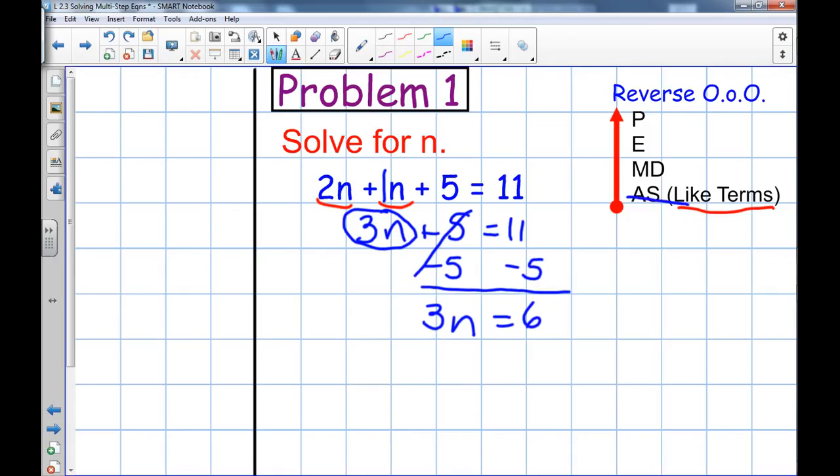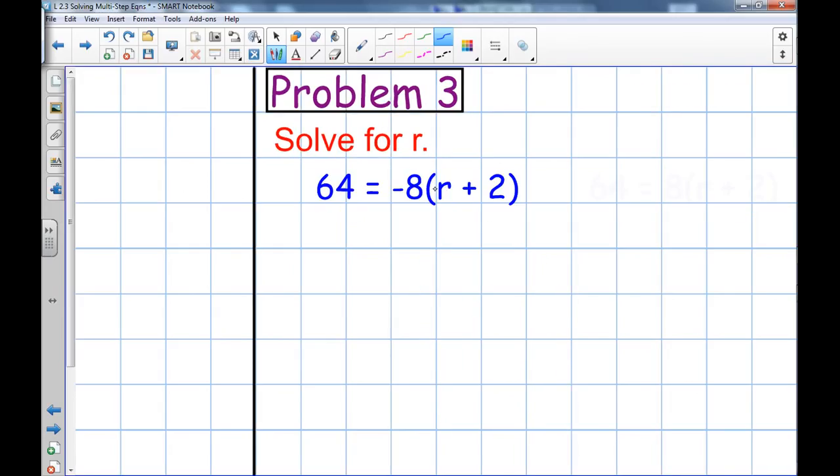So we've done the addition and subtraction. Now we're going to look for multiplication and division. There is a multiplication, 3 times n. Opposite of multiplication is division. So I divide both sides by 3. Six divided by 3 is 2. And you're done.